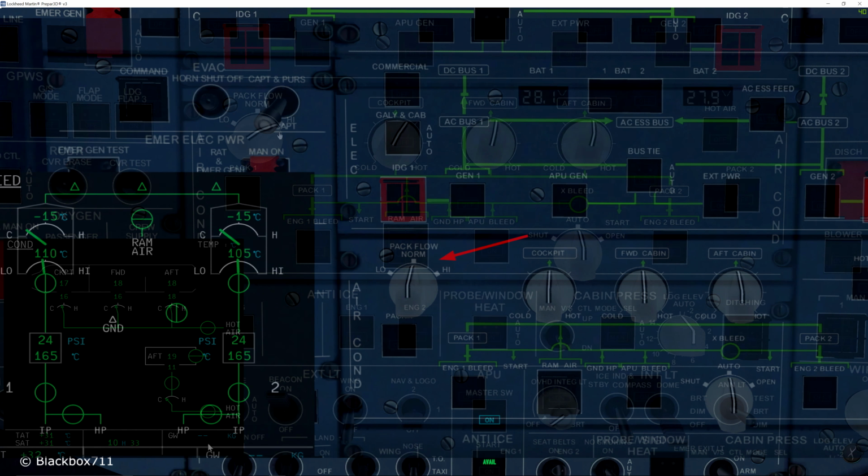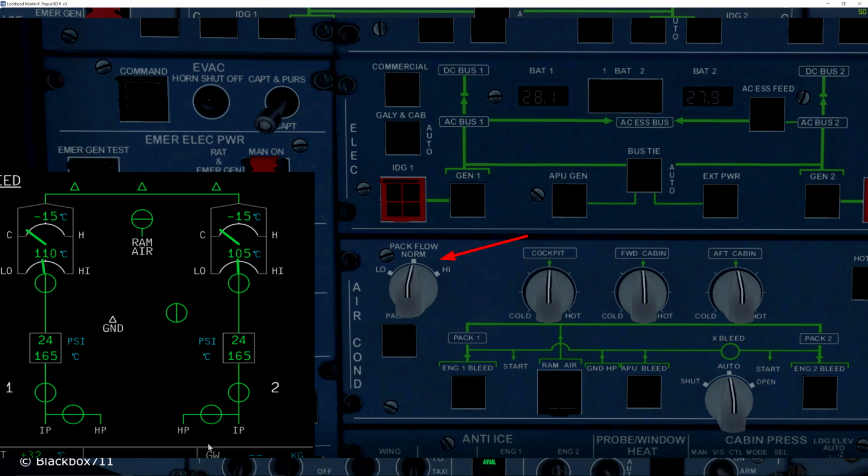Another interesting switch you will find in the air conditioning part of the overhead panel. It's the PACK flow control switch, and you have three settings: low, norm and high. So this switch permits the selection of the PACK valve flow, and that is according to the number of passengers and ambient conditions. So low would be about 80% of airflow, norm obviously 100%, and the high setting would give you 120% of airflow.